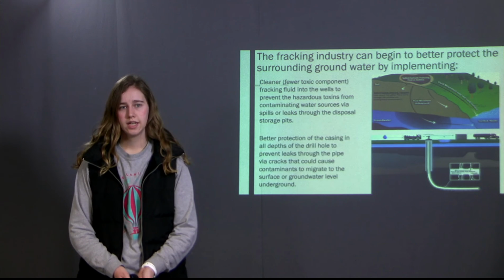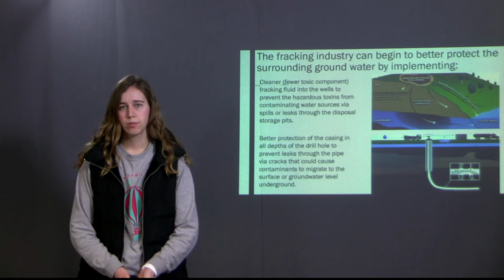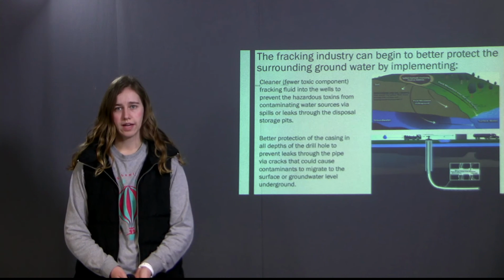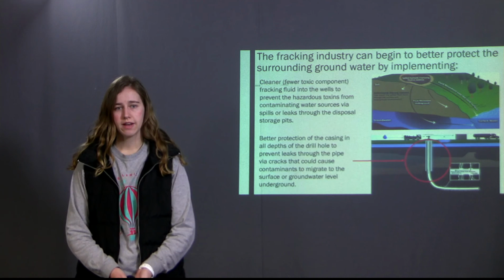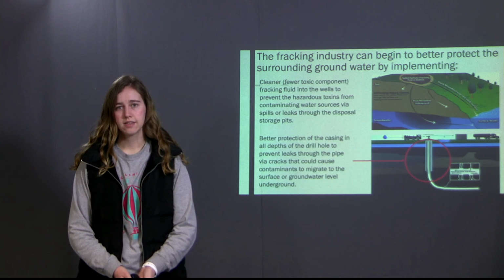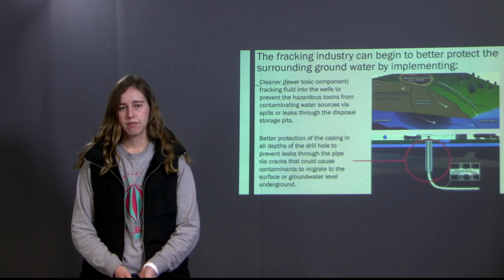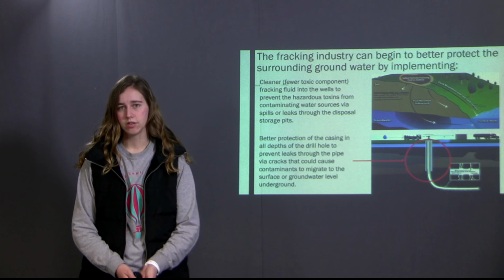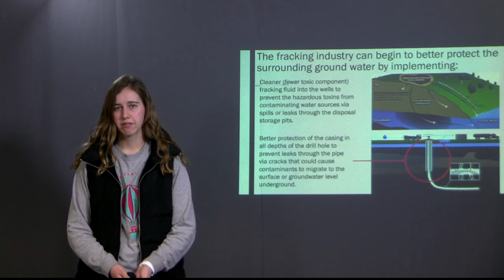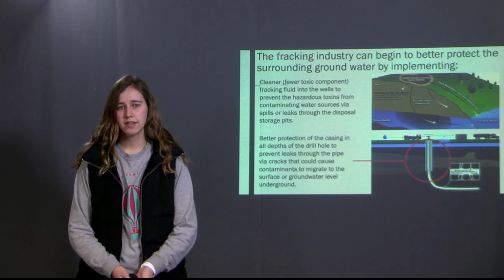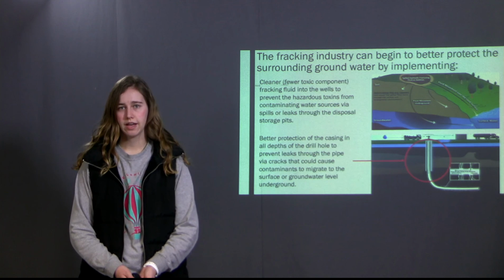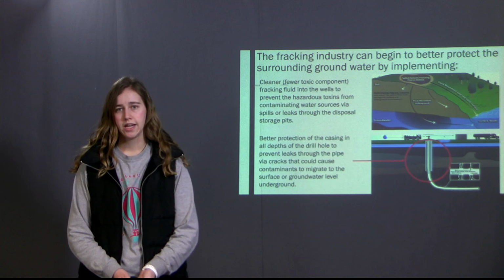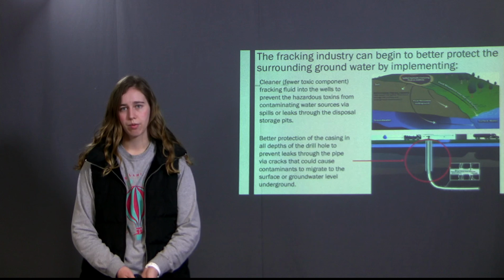A second solution is to better protect the casing at all depths of the hole and not just where the first groundwater level can be found. This will prevent fissures or cracks and leaks of the fracking fluid with toxic chemicals from happening above the target oil-gas zone, where it's ideal to have fissures and cracks in the perforated casing. This prevents the fracking fluid, chemical additives from migrating to the surface and affecting the groundwater.